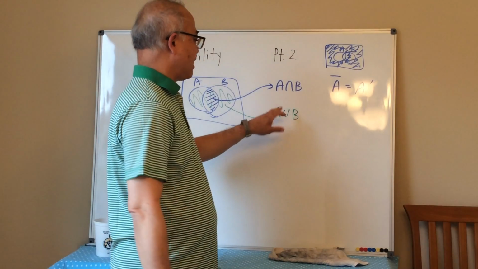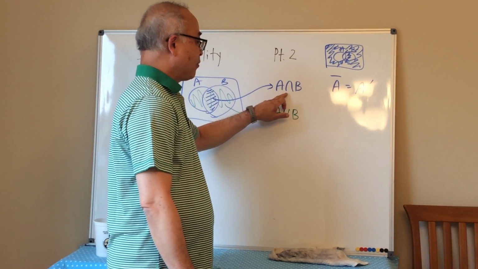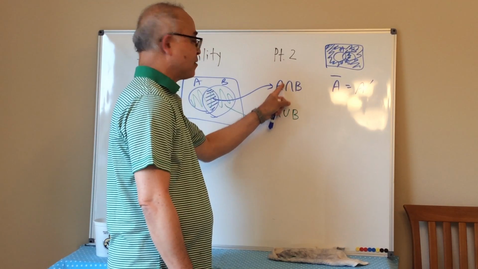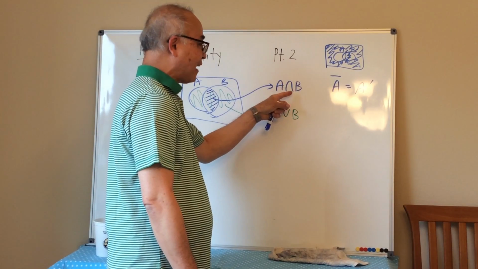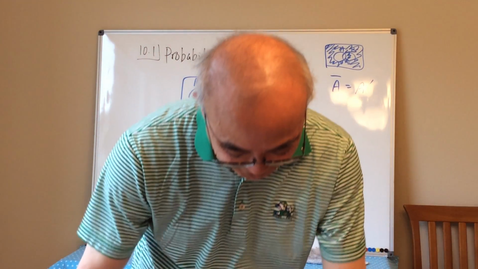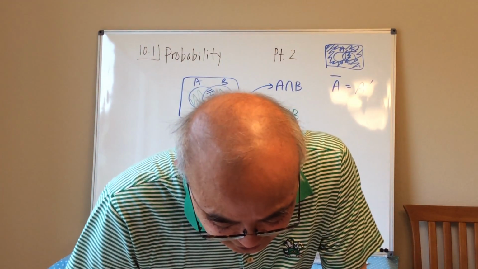So there's a cup. I call this a cup because it looks like a cup. I call this a cap because it looks like a cap, a hat, right? So it's a union or whatever.